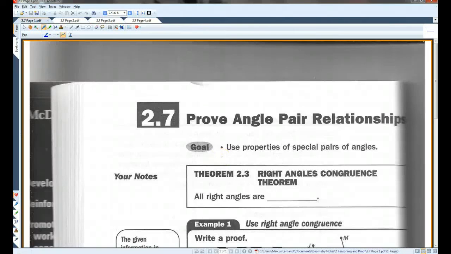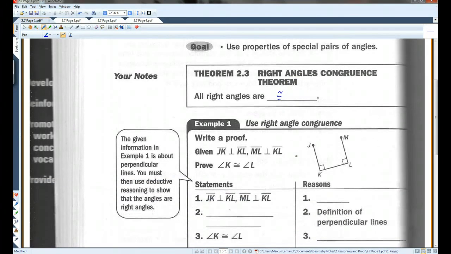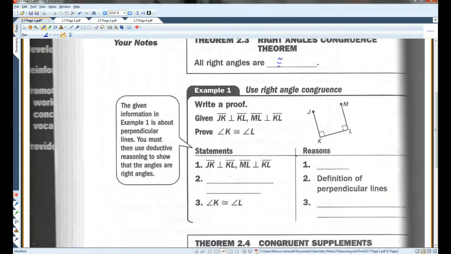Alright, 2.7, prove angle pair relationships. Theorem 2.3, the right angles congruence theorem, basically says that all right angles are congruent. Sounds pretty obvious, but there's actually a theorem that says that. For example, if we're given that JK is perpendicular to KL and ML is perpendicular to KL, we need to prove that angle K is congruent to angle L.